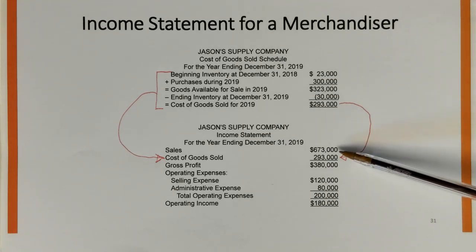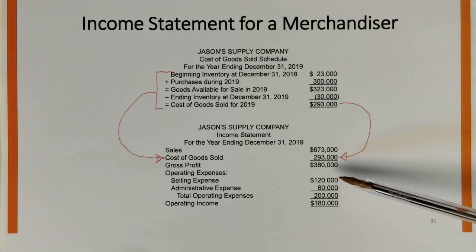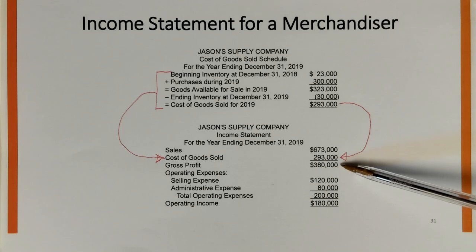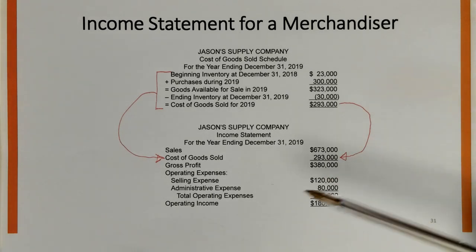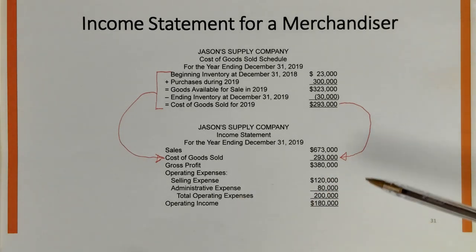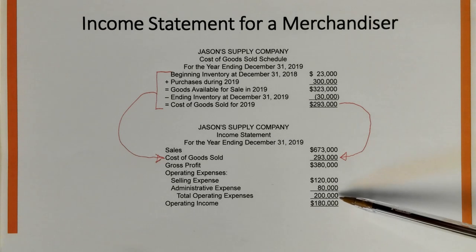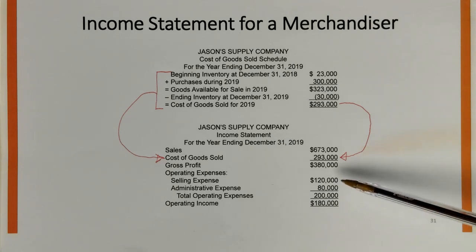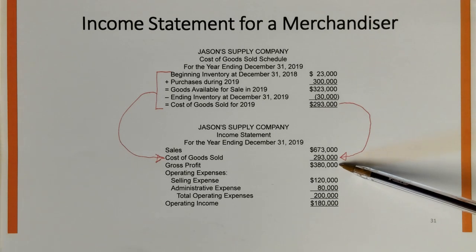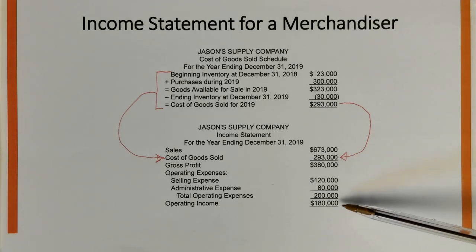We begin with sales less cost of goods sold, arriving at gross profit, and then we subtract our operating expenses, which are selling expenses of 120 and administrative expenses of 80. The total operating expenses are 200,000. We subtract the 200,000 in operating expenses from the gross profit, and we end up with an operating income of $180,000.